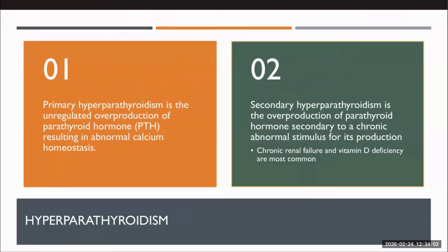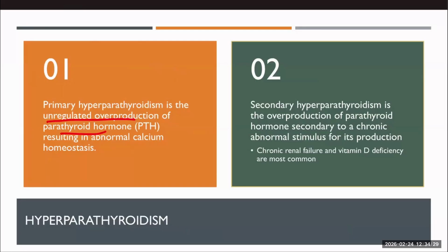There are 2 ways to classify hyperparathyroidism. So too much parathyroid, primary and our secondary causes. Primary, unregulated overproduction of parathyroid hormone. We're just producing too much of it. It gets dumped out into the bloodstream all the time. That is a primary problem because the parathyroid gland is just pumping out so much hormone.